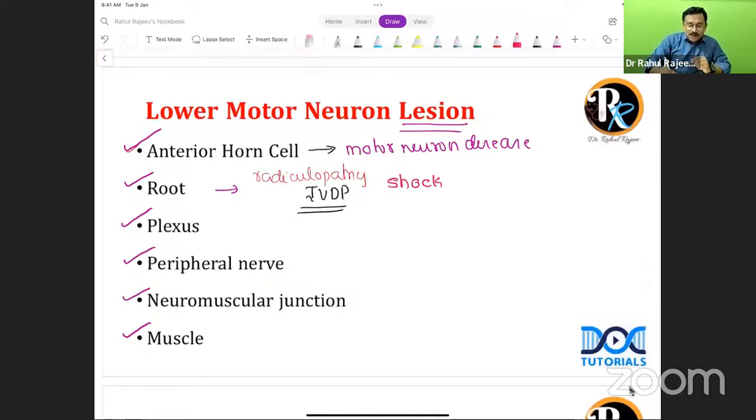Radiculopathy is a shock-like pain. My dear students, have a look at the workbook. At these places, I've left empty spaces in the workbook. Please add on. So it is a shock-like pain. So this happens in a disc disease.